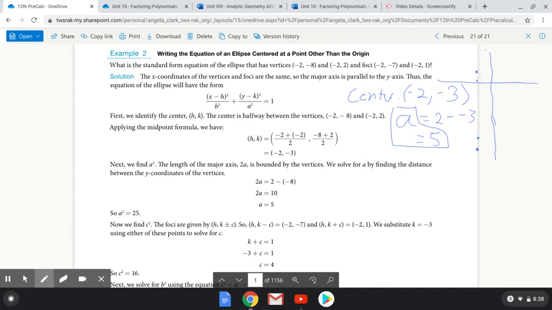All right. So we have 5. We have A. Again, distance from the center to the vertex. Now we know that A squared equals B squared plus C squared. We learned that in the last video, and I talked about why that is. I need to find B. I don't know anything about B except this, right? But I can find C. I have A already, I did that. And I can find C because I know where the foci are.